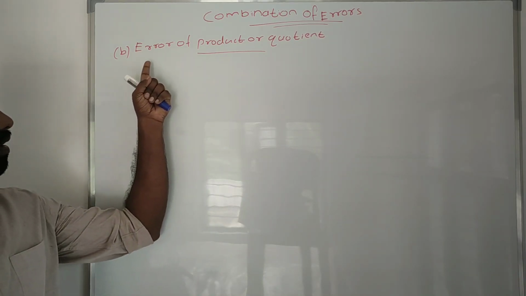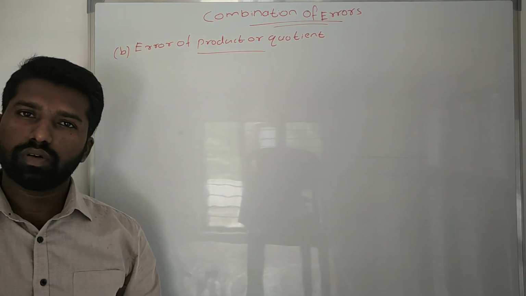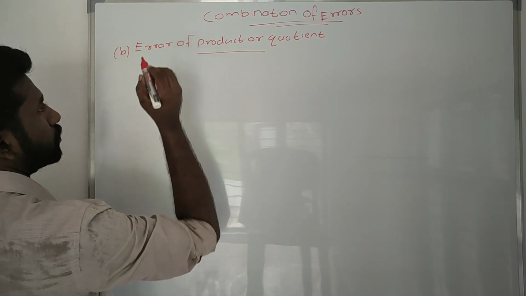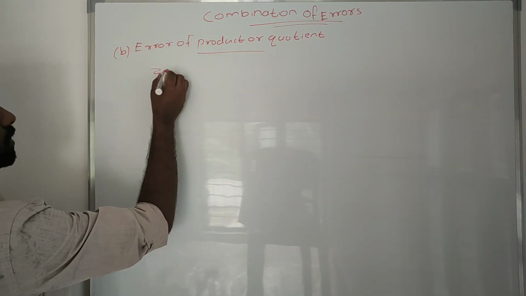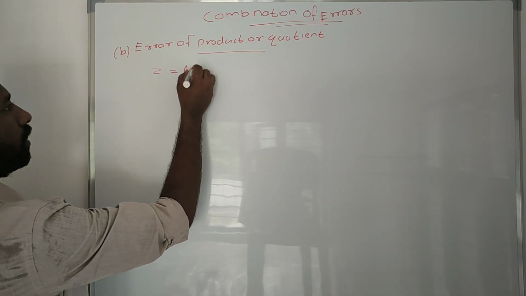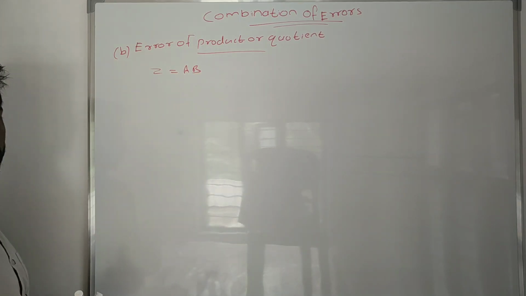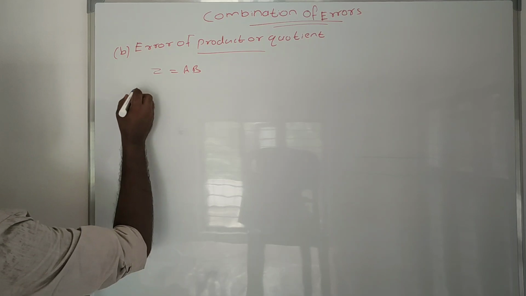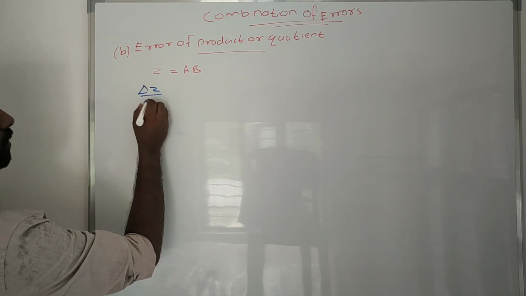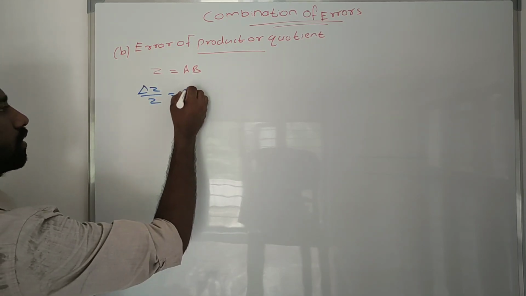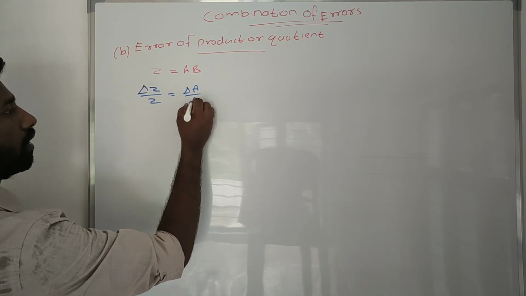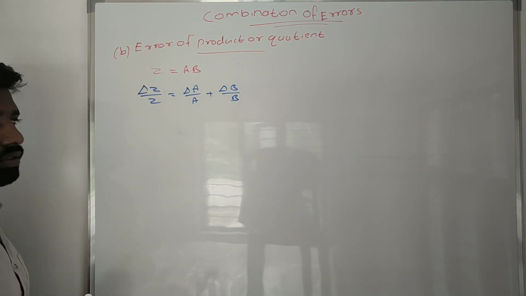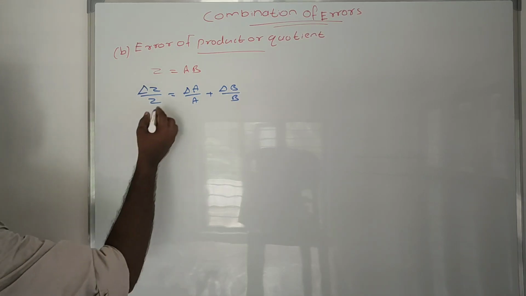Next, error of a product or a quotient. So if Z is equal to A into B, what is the error in Z? That means the relative error in Z, delta Z by Z, is equal to the relative error in A plus the relative error in B. Clear? Okay, so we can prove this.